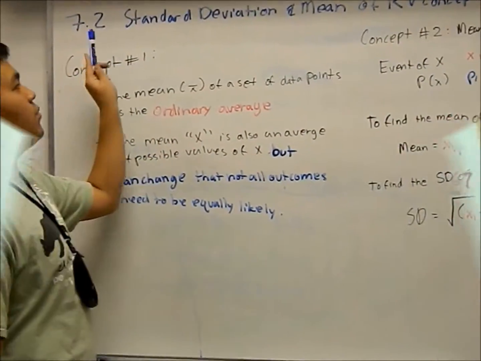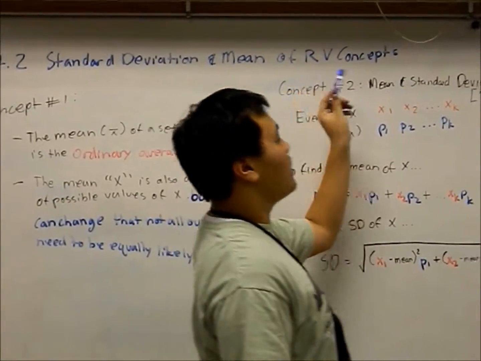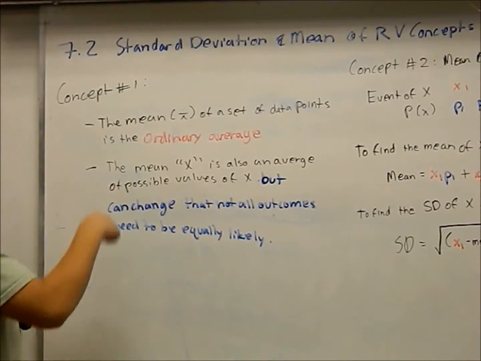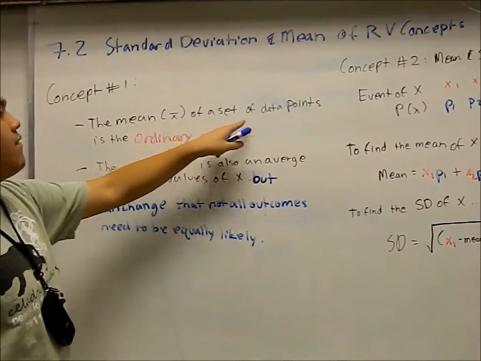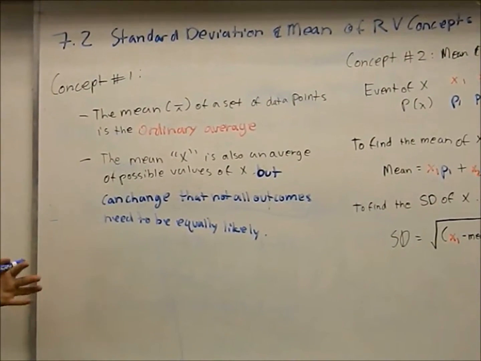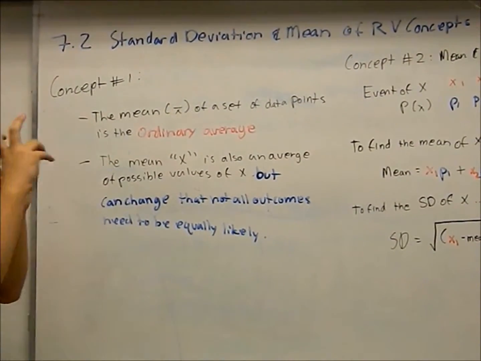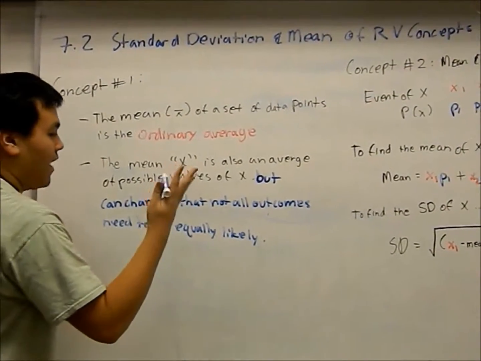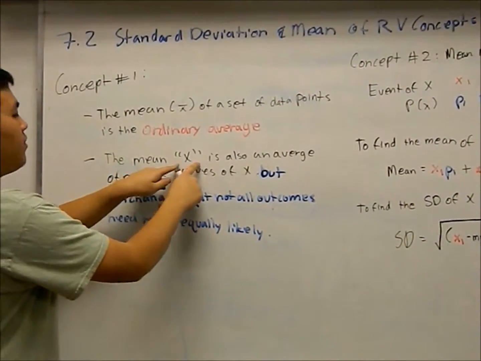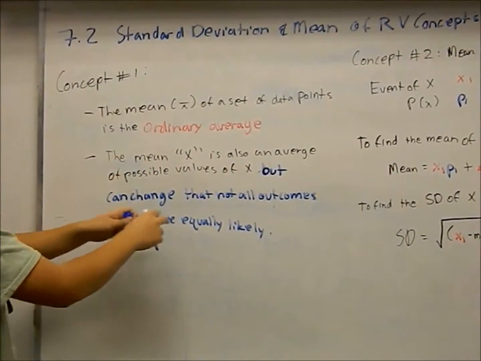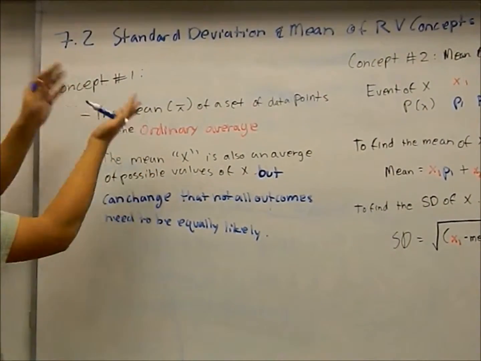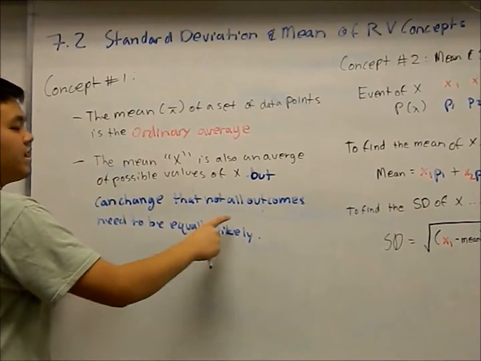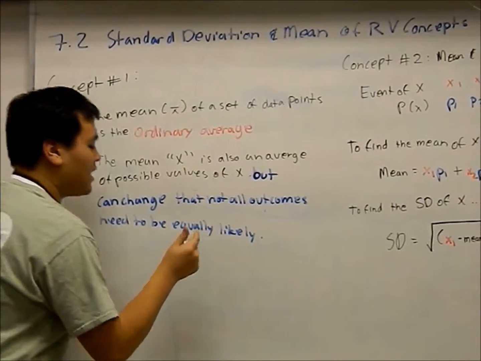What I'm going to cover now is 7.2, standard deviation and mean of random variables. And these are the 3 basic concepts that you should be understanding. Concept number 1. The mean of a set of data points is the ordinary average, which basically, if you have a small group of numbers, you just get the average of these 5 numbers. However, the random variable of x is also an average of possible values of x. But unlike regular mean, it can change. The random variable of x can change if not all outcomes are equally likely.